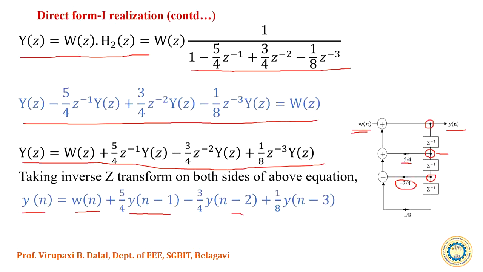Take y of n minus 3. So here the output available at this point is y of n minus 2. Pass through another delay element, the output available at this point is y of n minus 3, multiplied with the constant multiplier 1 by 8 and connected to the adder. So this is the complete structure of direct form one realization.